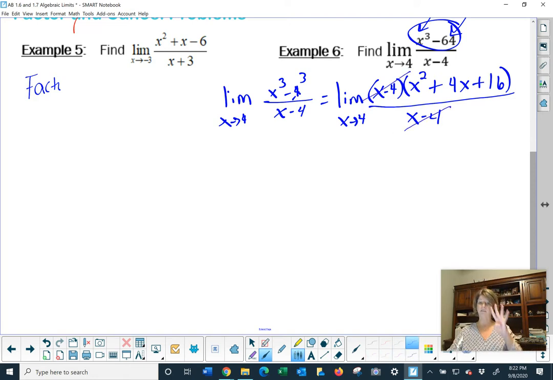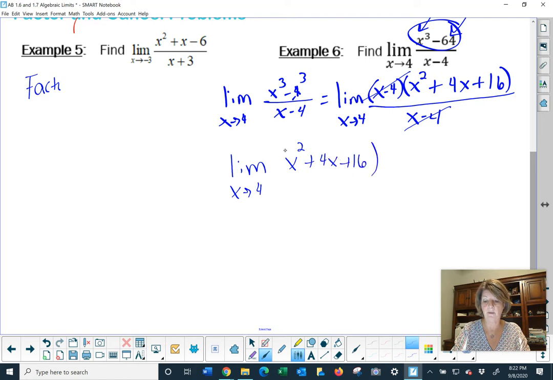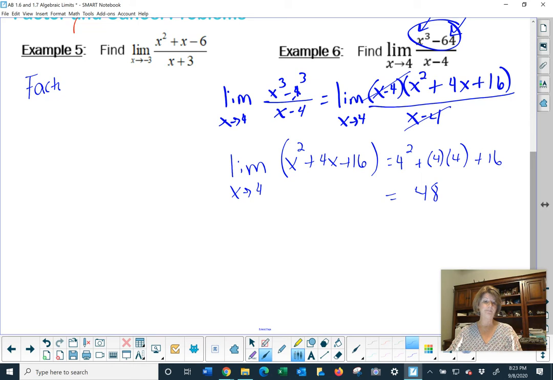Our functions agree everywhere except at 4, because for my original function 4 is not in the domain. But now that I've created this new function, the limit as x approaches 4 of x squared plus 4x plus 16, I can substitute the 4 in. So I'm going to have 4 squared plus 4 times 4 plus 16. Looks like we have 16 plus 16 plus 16, which is 48.